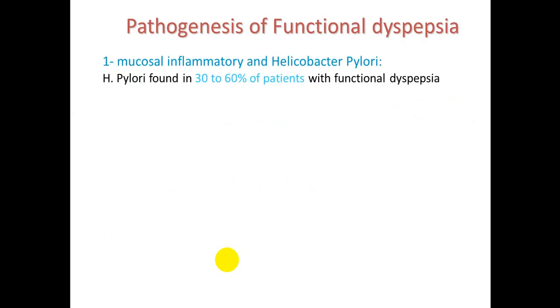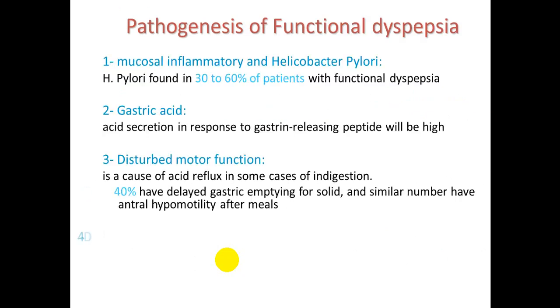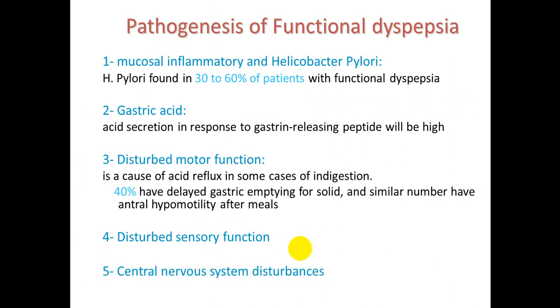What about the pathogenesis of functional dyspepsia? It could be due to mucosal inflammation by H. pylori. It is found in about 30-60% of patients with functional dyspepsia, and this is proved by tissue biopsy. Gastric acid secretion in response to gastrin-releasing peptide will be high. Disturbed motor function, motility disorder: 40% of patients have delayed gastric emptying for solids, and a similar number have enteral hypomotility after meals, and these are commonly seen in patients with autonomic neuropathy, mainly in diabetes.